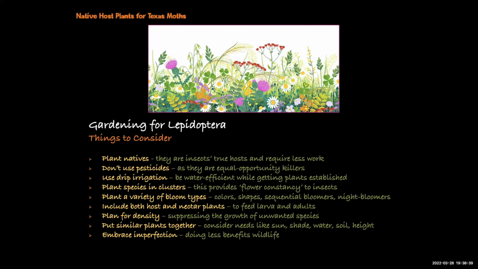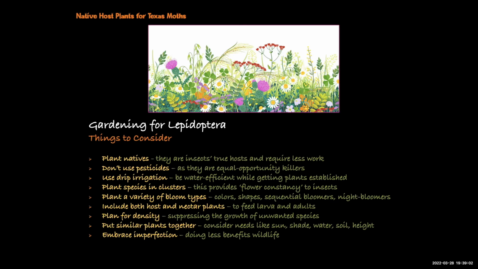You should plant a wide variety of types of blooms. The colors matter, the shapes matter. Sequential bloomers, meaning things that bloom spring, summer, fall. And of course, don't forget things that bloom at night. Of course, include both the host plants and your nectar plants so you can feed both the larvae and the adults. Try to plan for density.